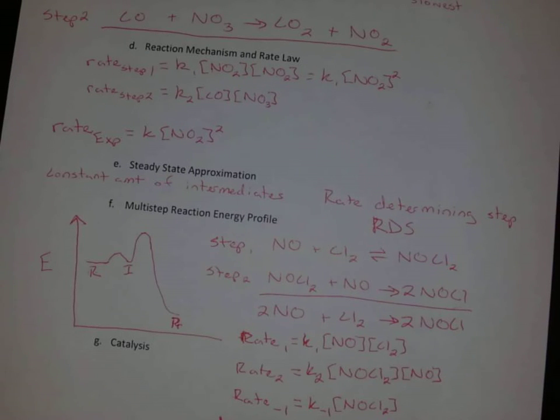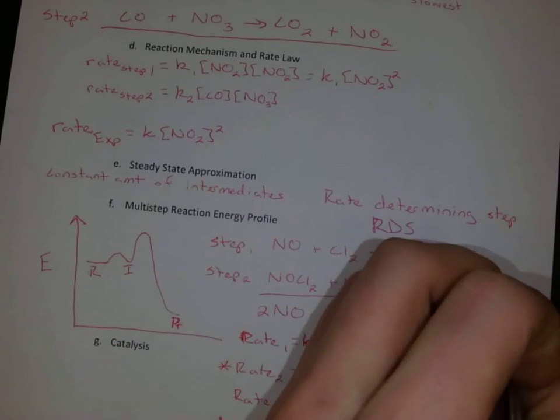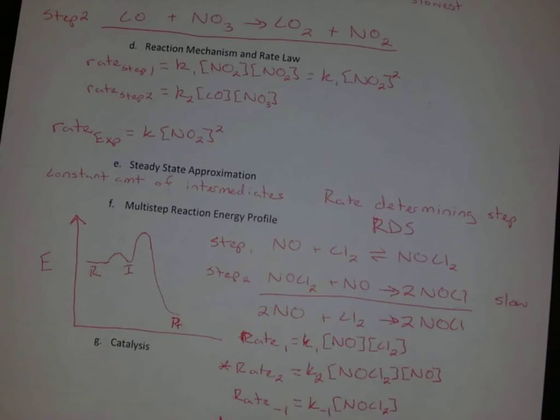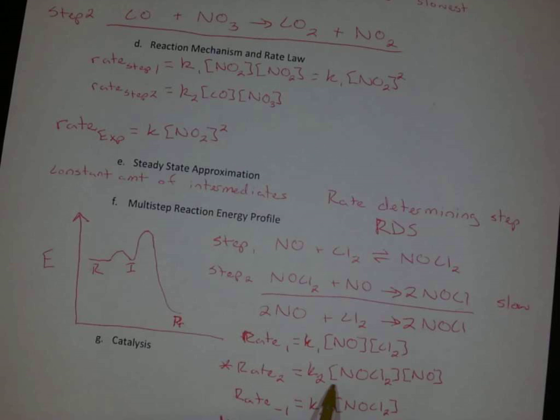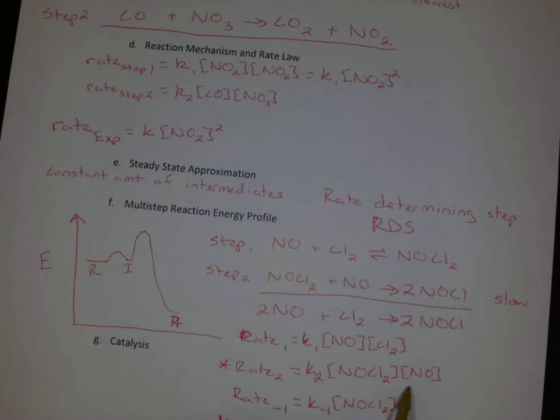And then I can take this and plug it into my rate 2. Okay? So this was my slow step, again. So I needed to write the rate expression for that slow step. I had NOCl2, which was an intermediate, in it. I don't want that because I don't know those concentrations. I set my forward and my backwards reaction of my first step equal, and I solve for NOCl2. Now I can take this, plug it into my rate 2 expression, and evaluate that rate.